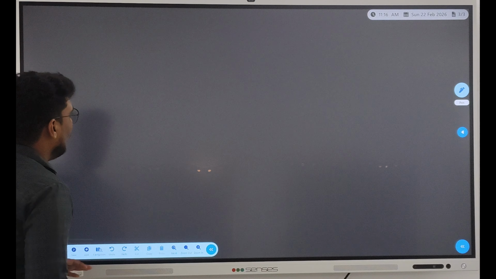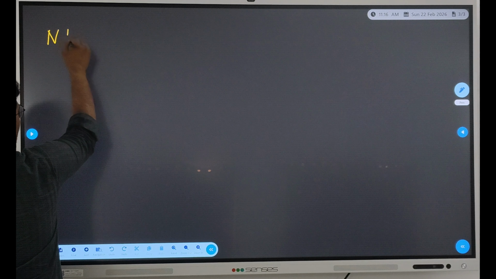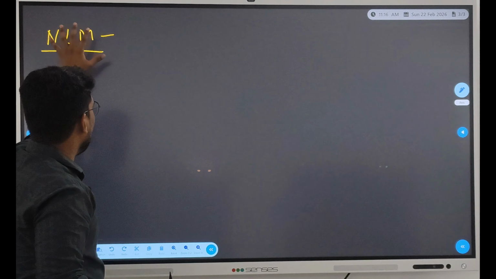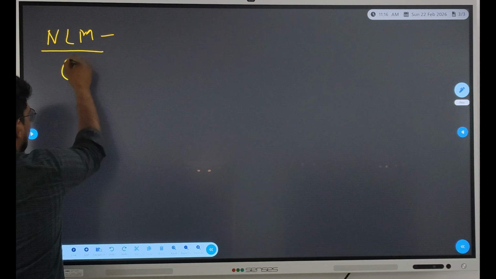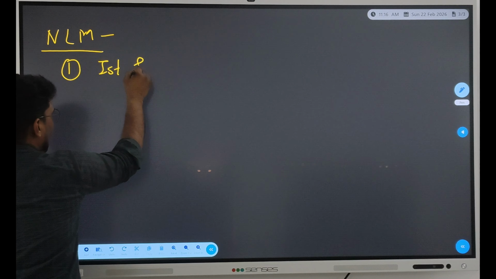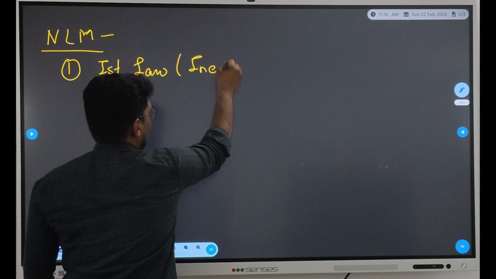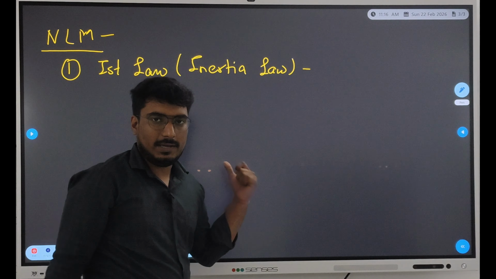Now, we are moving ahead to the topic which is called NLM, Newton's Laws of Motion, in the laws of motion chapter. There are three laws of motion, so I'll start with one. See the first law. Newton's first law of motion is also called the inertia law, or law of inertia.